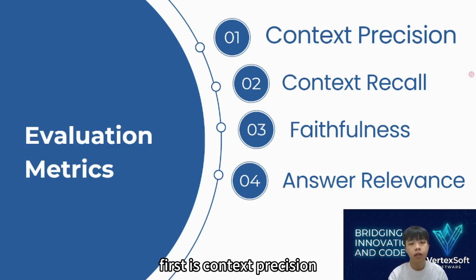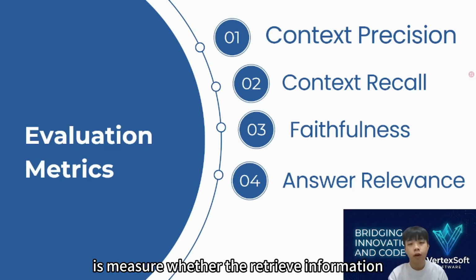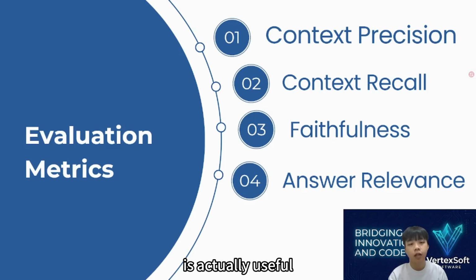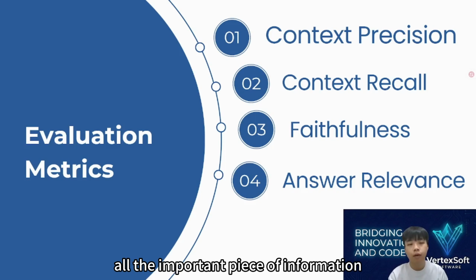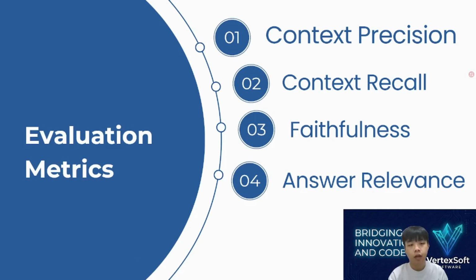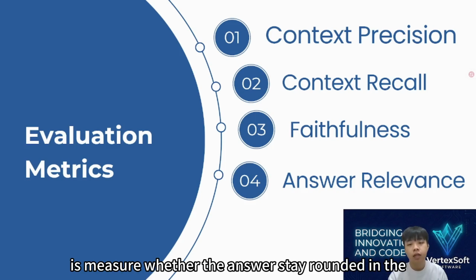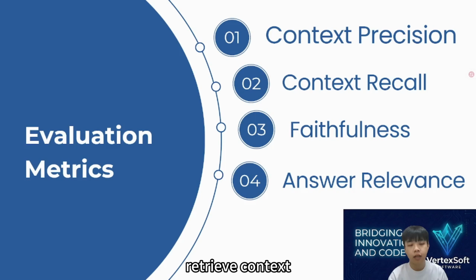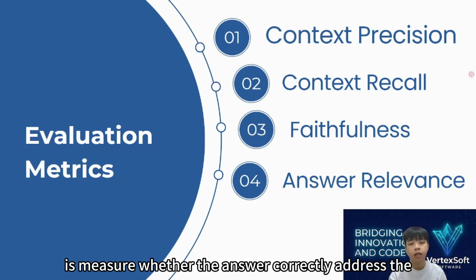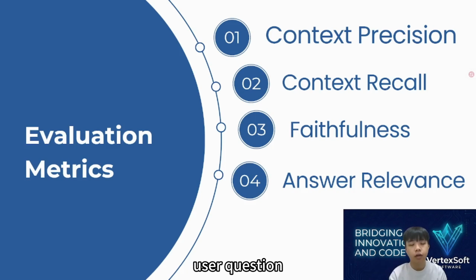First is context precision. It measures whether the retrieved information is actually useful. Second, context recall. It measures whether the system retrieved all the important pieces of information. Third is faithfulness. It measures whether the answer stays grounded in the retrieved context. Last one is answer relevance. It measures whether the answer correctly addresses the user question.